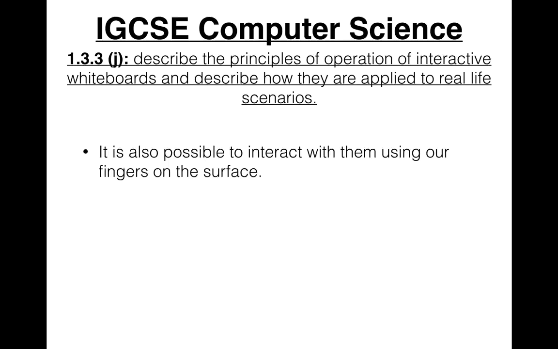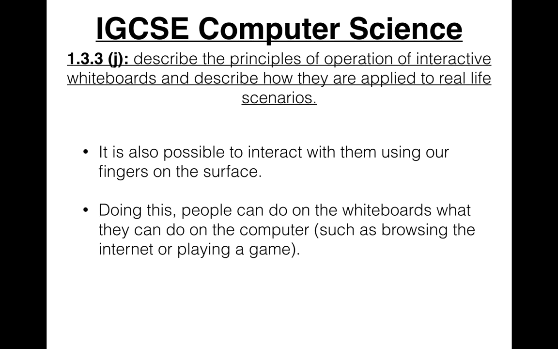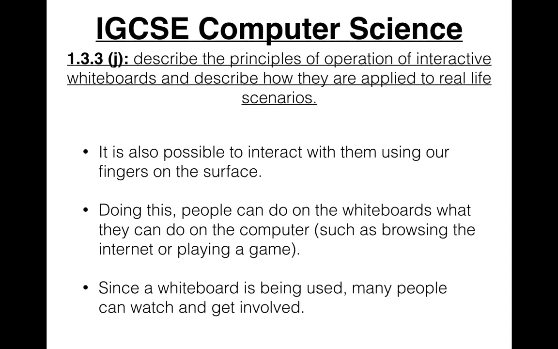It's also possible to interact with the interactive whiteboards using our fingers on the surface. And doing this, people can do on the whiteboards what they can do on the computer, such as browsing the internet or playing a game. And since a whiteboard is being used and it's quite big, many people can watch and get involved. And this is another advantage of them.